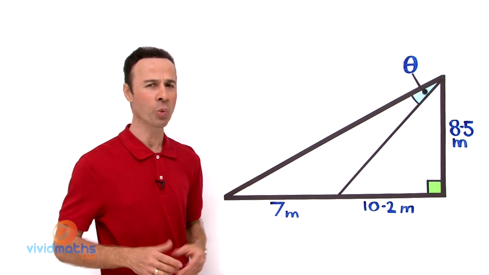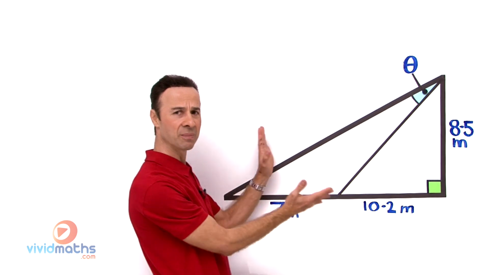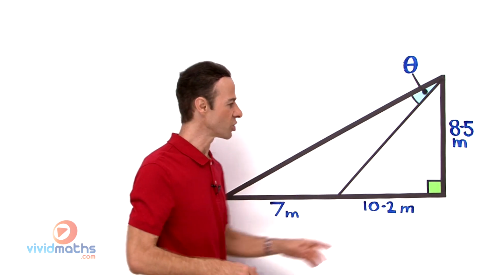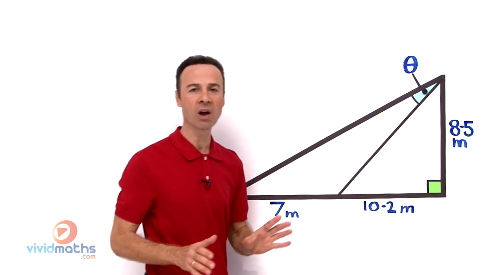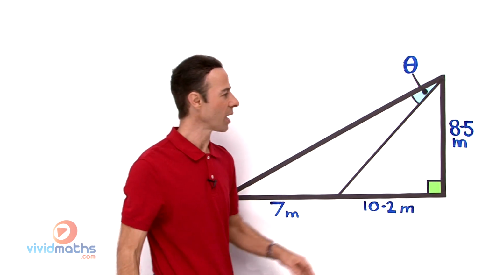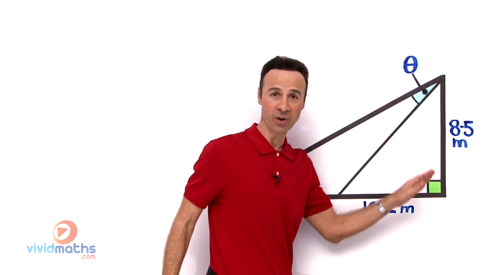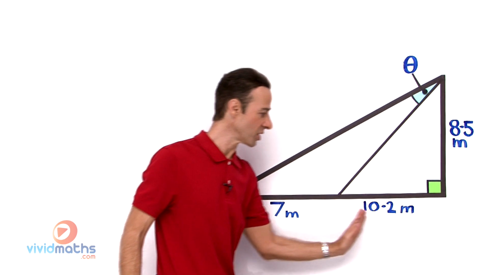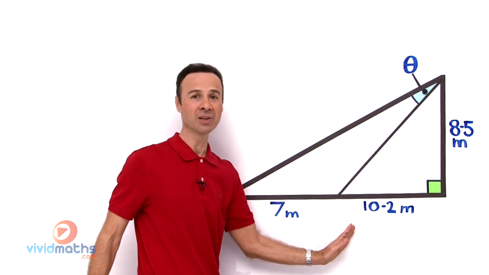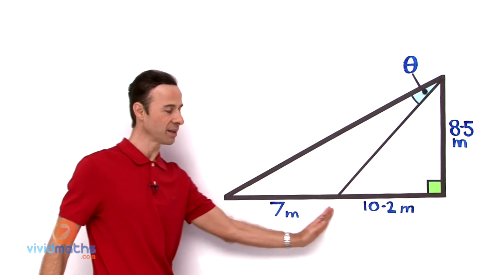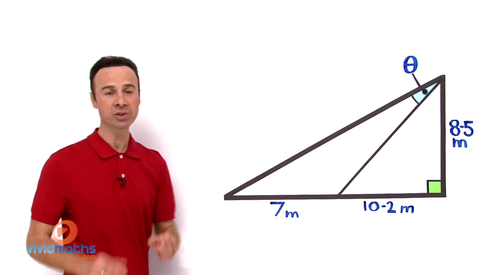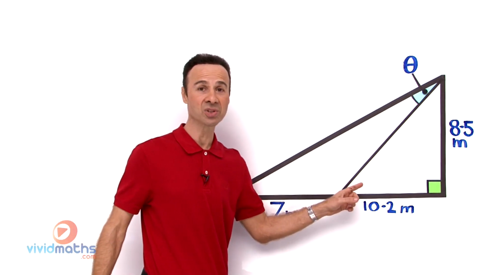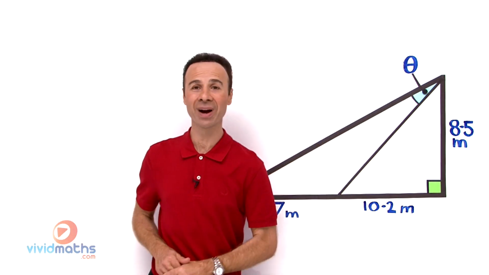Let's take a closer look at what they've given us in these two triangles that seem to be stuck together. It's a giant right-angled triangle, and they've only given us distances. We have here the height, 8.5 meters. That's the length there. Across here, we have 10.2 meters, and the length across from here to here is 7 meters. Notice they've given us no angles inside, and we are asked to find an angle.